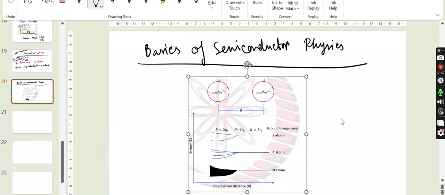So basically, we have electrons revolving around the positively charged nucleus in any atom. But when we take two atoms, we consider here two hydrogen atoms, two isolated atoms, and they are at a distance of r, which is more than 2 r naught, their wave functions don't overlap.